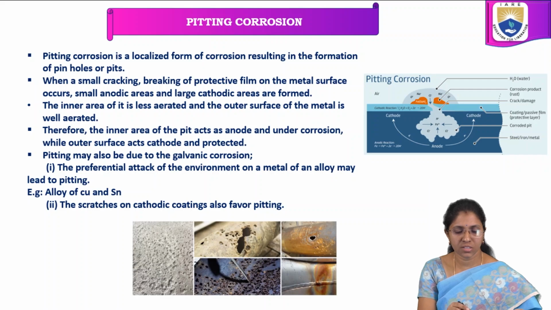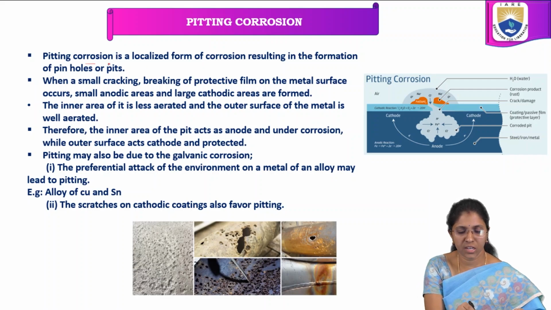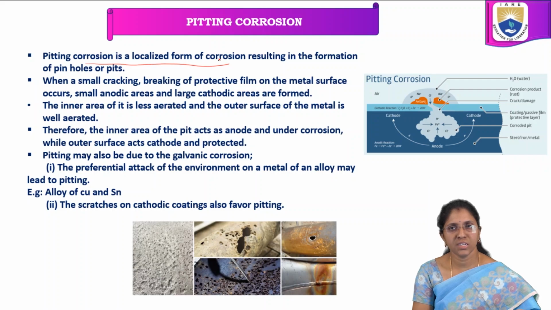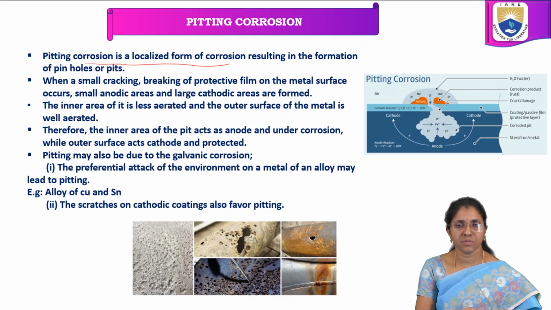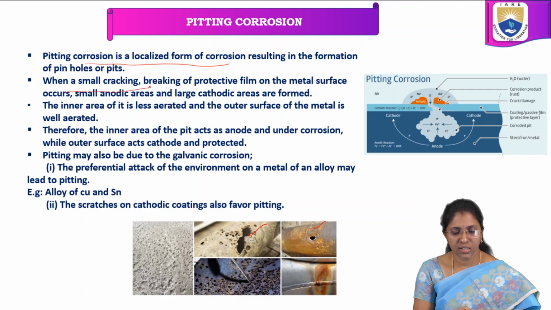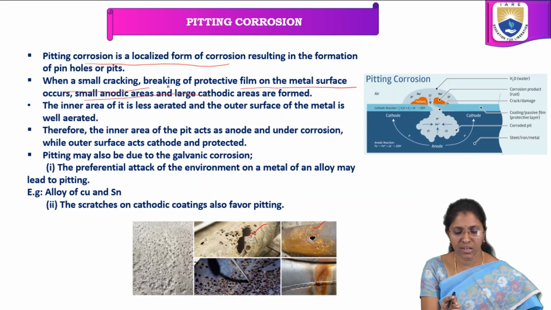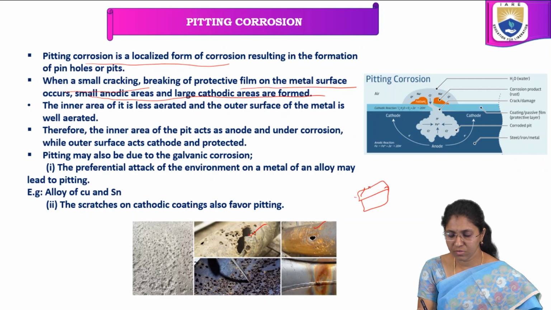Next one is pitting corrosion. This is also differential aeration corrosion. Pitting corrosion is a localized form of corrosion resulting in the form of pinholes or pits. When a small cracking or breaking of the protecting film on the metal surface occurs, small anodic areas and large cathodic areas are formed. We know that if a metal undergoes corrosion, a metal oxide layer will form. If it has some pores and cracks, small anodic areas will form.